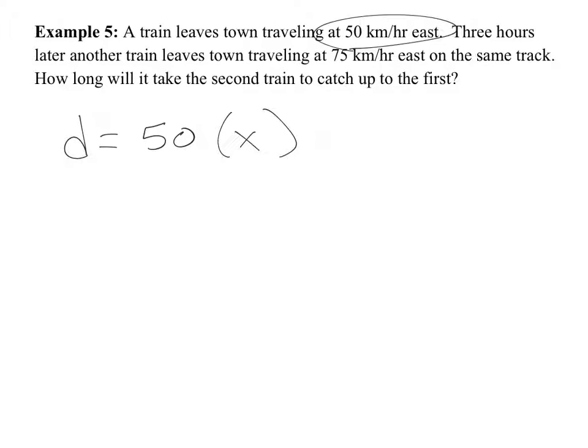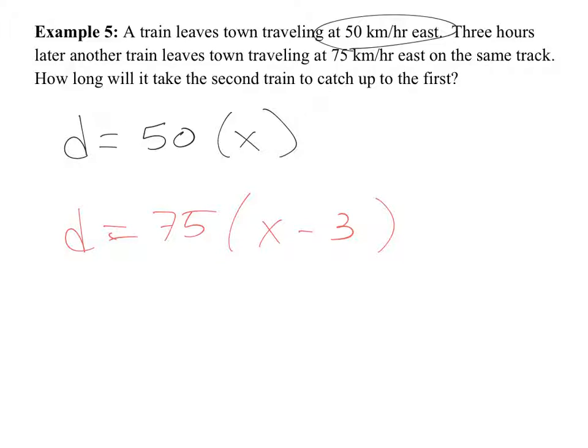The second train travels some distance, but at 75 kilometers an hour. But how many hours have gone by? In terms of X, how many hours have gone by? Why? Yeah, so if the first train has been traveling for 7 hours, the second train has only been traveling for 4 hours. If this first train has been traveling 10 hours, the second train, 7 hours. How do you get that? X minus 3 is what you get.